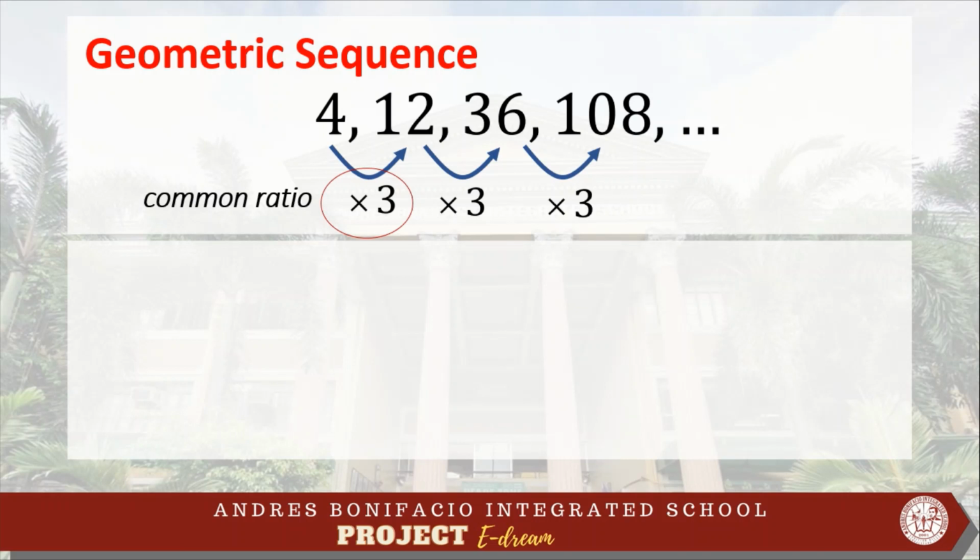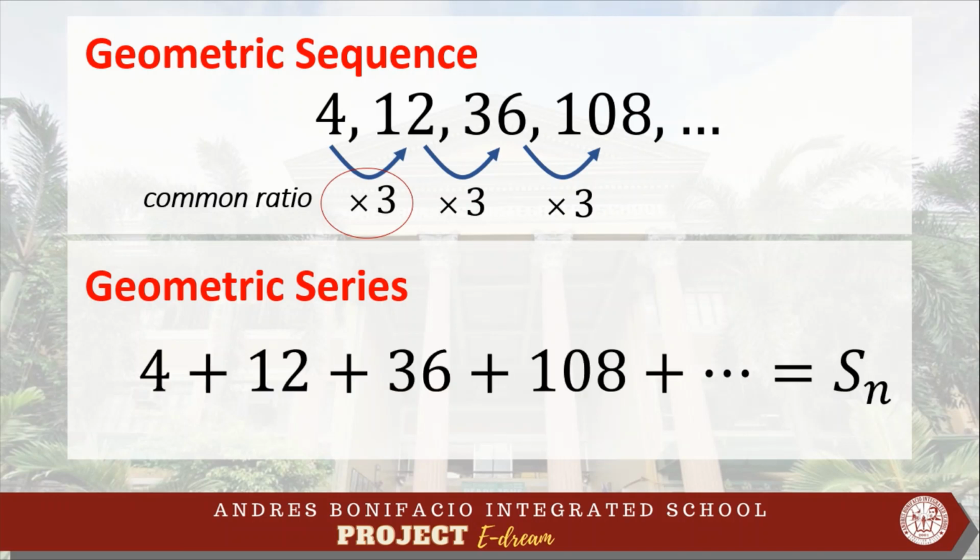On the other hand, a geometric series is the sum of the terms of a geometric sequence, written as a string of terms connected by addition or subtraction if necessary. In our example, we have 4 plus 12 plus 36 plus 108, and the geometric series is denoted by S sub n.